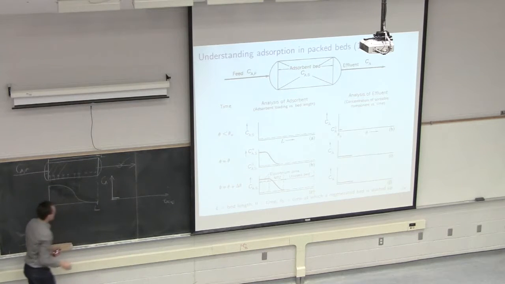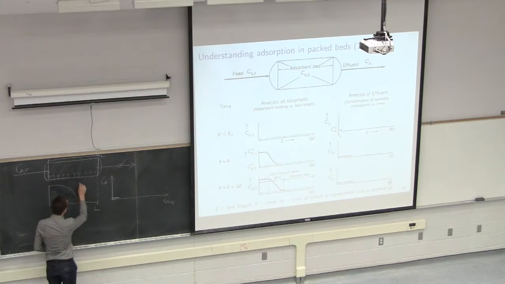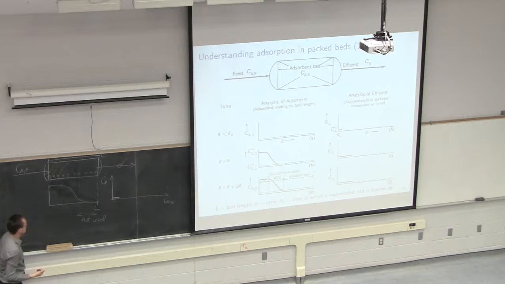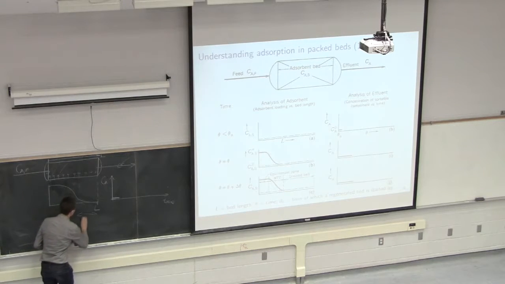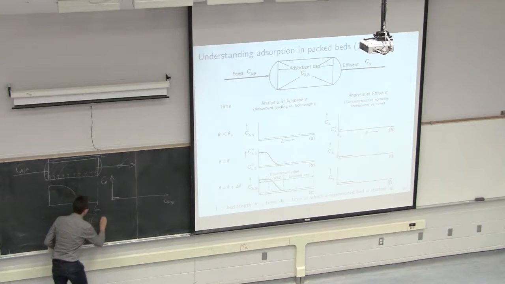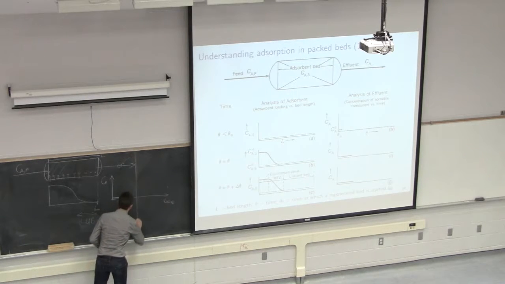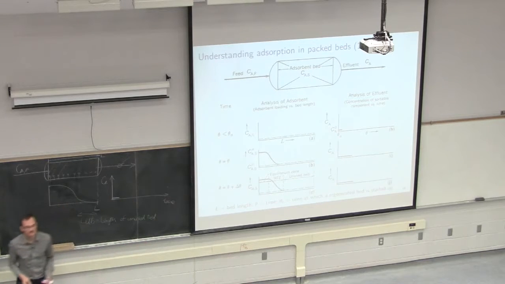Okay. And we've got this idea here that there's some portion of the bed. I'll define exactly how we define this, but this is not used. Okay, that portion is unused. And in fact, we'll give a specific name to it, LUB, length of unused bed. LUB.